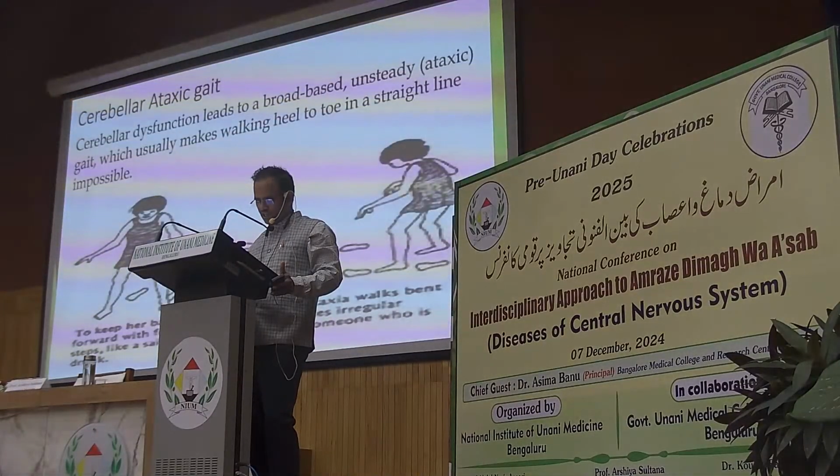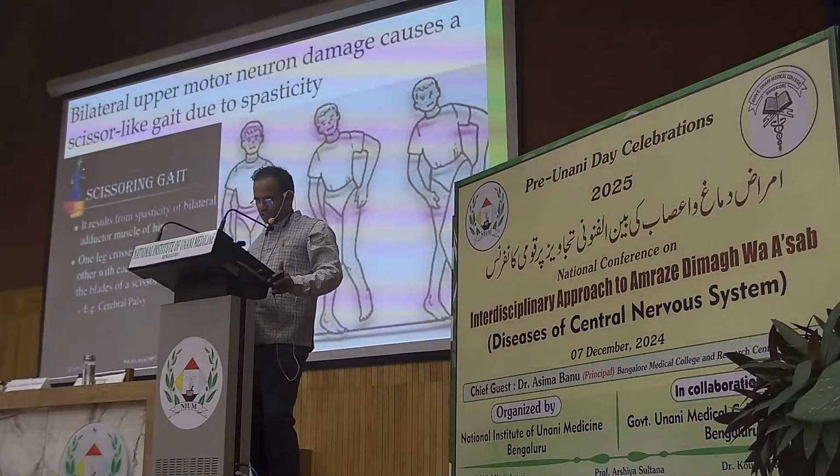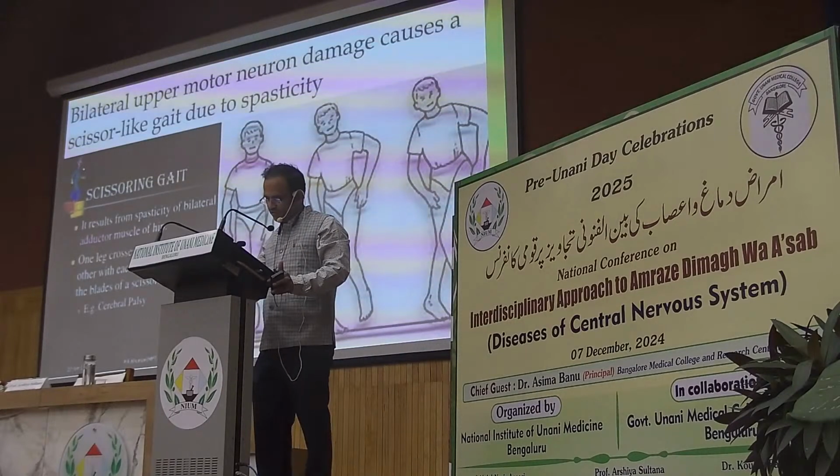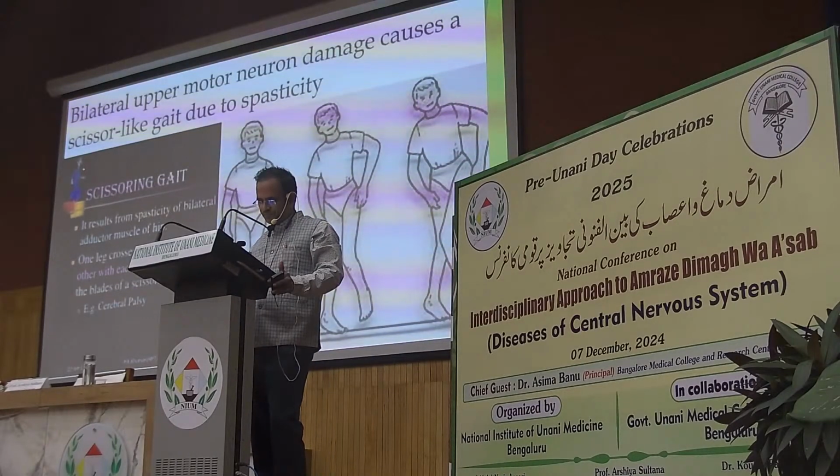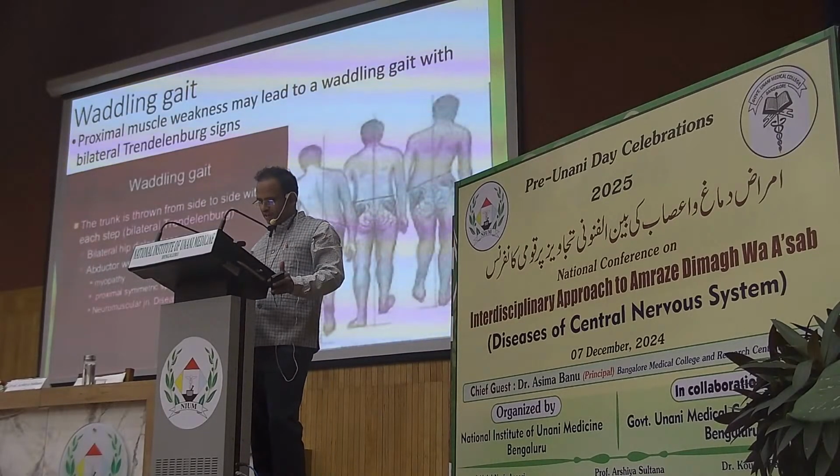Another example. This is a classical example of cerebellar gait, where you will have a wide-based gait, as if lowering the center of gravity. This is again seen in the paraparesis patient, where the limbs will cross over. This is seen in waddling gait. It's usually seen in hip lesions.